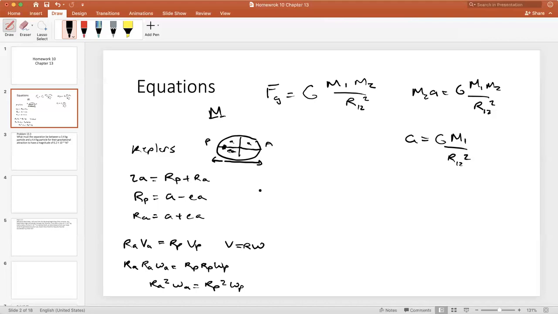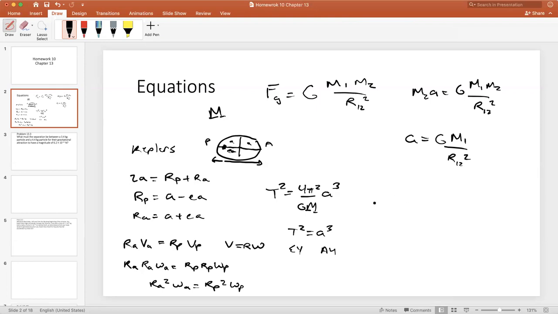The final one of Kepler's laws told us that T squared is equal to 4 pi squared over G times whatever big M is, whatever you're rotating around, times the semi-major axis cubed. And if we're in the solar system, T squared is equal to A cubed, as long as T is in Earth years and A is in AU.